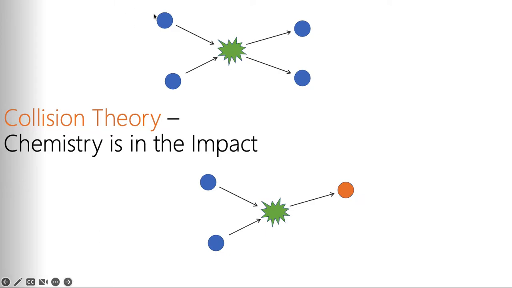There are two criteria for the collisions to be successful. One of them is that as the reactant molecules collide with each other, they have to collide in the correct orientation, correct angle, if you will. If they do not have the correct orientation, they will just bounce right off each other and then continue on their merry way without ever reacting together.